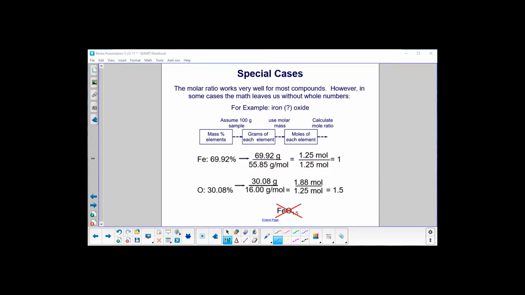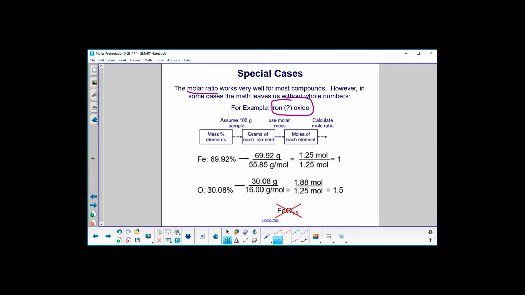Special cases. Chemistry, like life, is not always simple. You always have exceptions. So this molar ratio business that we just did works very well for most compounds. But in some cases, the math leaves us without whole numbers. So for example, here we have iron oxide.